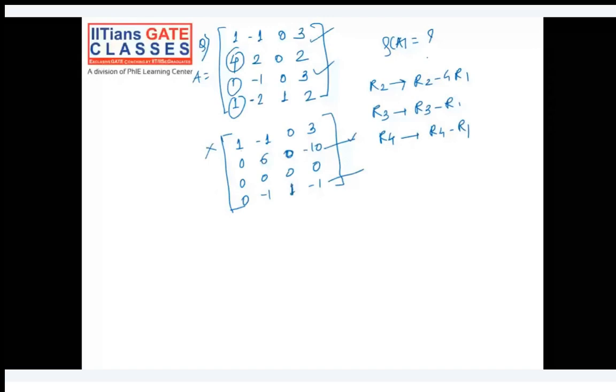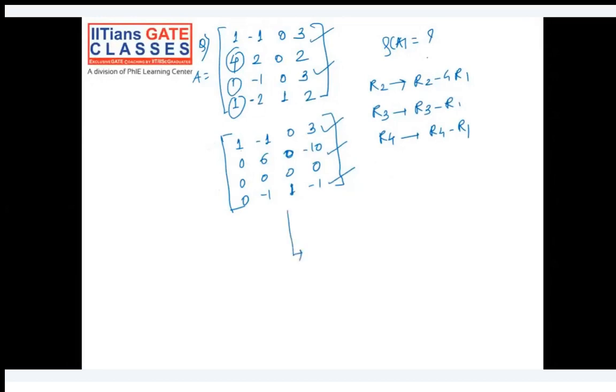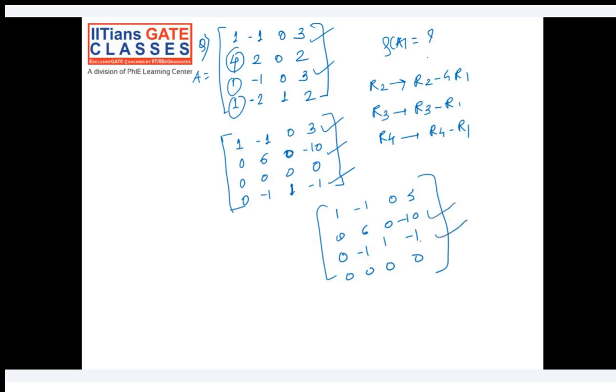It will take time. 1, minus 1, 0, 3; 0, 6, 0, minus 10; then 0, minus 1, 1, minus 1; 0, 0, 0, 0. Then you have to make this 1, this 0, but ultimately you will realize that we cannot make any of these 3 rows 0 after performing operations, because anyway this first row will not become 0. Out of the remaining 2 rows, we don't have any dependency. So at this stage itself, you should judge and save your time for other questions. That's why the rank of this matrix is 3, because the number of non-zero rows is 3. Is it clear?